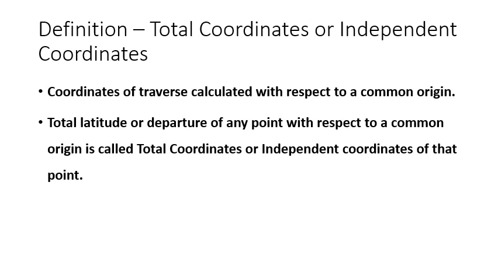So let us see, coordinates of a traverse calculated with respect to a common origin can be called total coordinates. So how to get that value? That can be calculated. The total latitude or departure of any point with respect to a common origin is called the total coordinates or independent coordinates of that point.